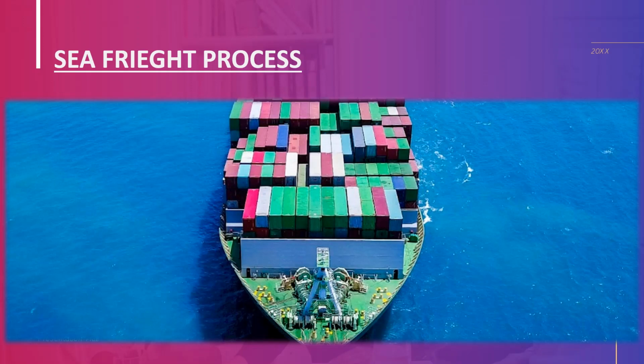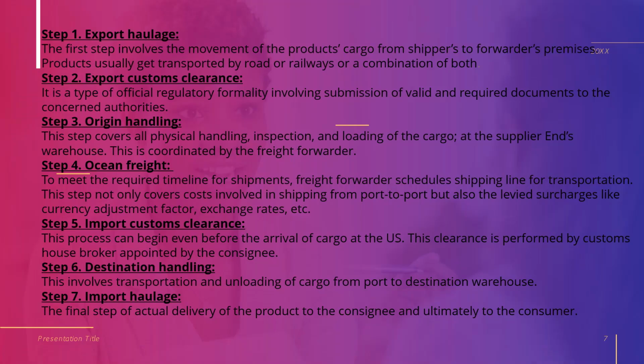Next we will discuss the sea freight process. What are the steps involved in a sea freight process? Okay. So the first step is export haulage. What is that? Okay, we will see. In export haulage, the first step, the shipper will arrange the goods to the forwarder's premises.